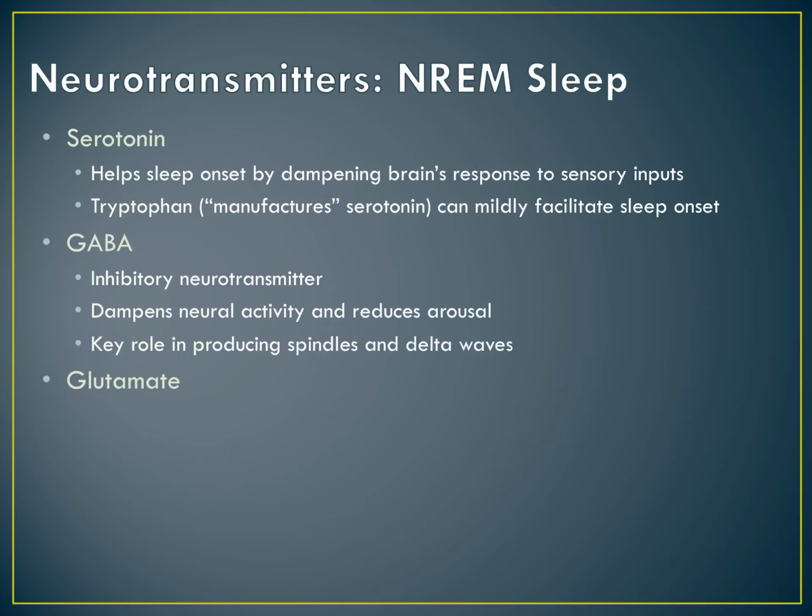GABA is known as an inhibitory neurotransmitter, and it's important for reducing arousal and dampening neural activity to quiet the brain to help with sleep onset. It's very important in producing sleep spindles and delta waves, which we've talked about in other lectures. Glutamate is also important for sleep spindles and also important for the process of those delta waves that we see in slow wave sleep.